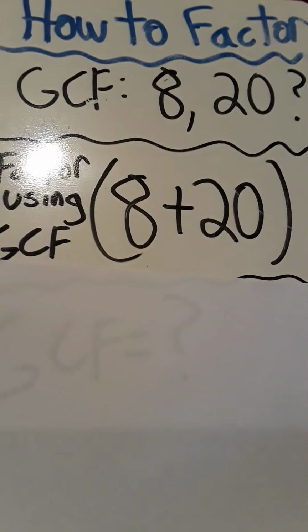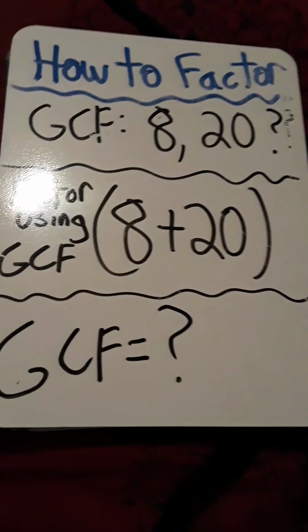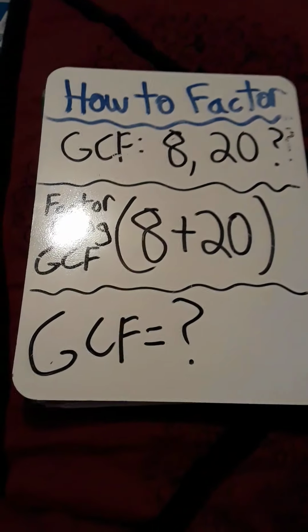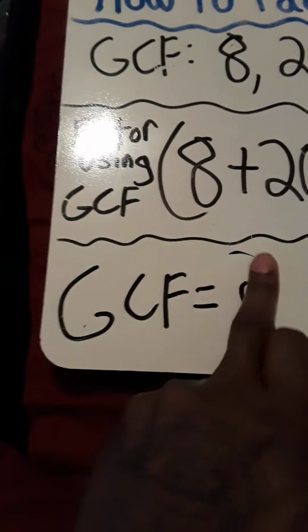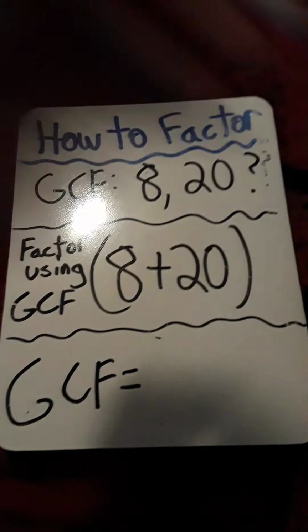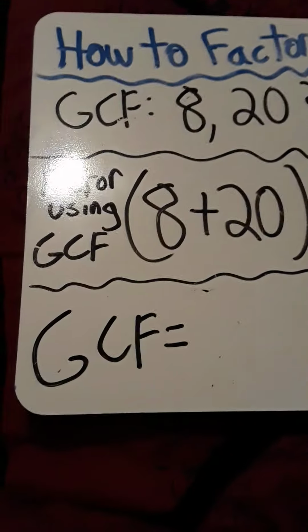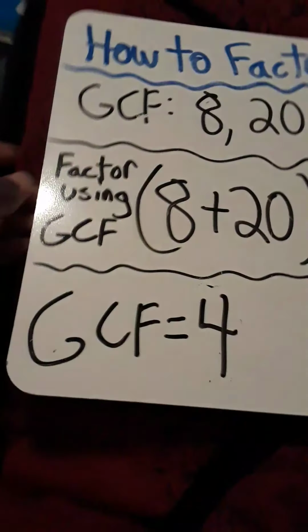So you should be thinking about what it is. So, do you have it? What's the GCF of 8 and 20? If you said 4, you're right. Here's what we need to do with that 4.